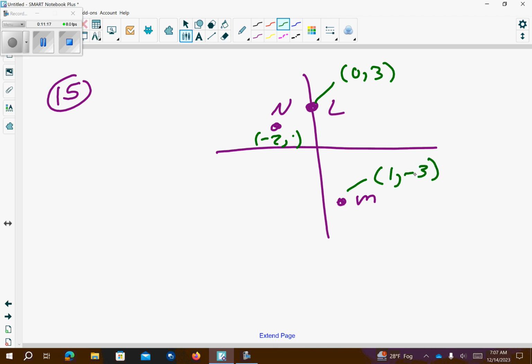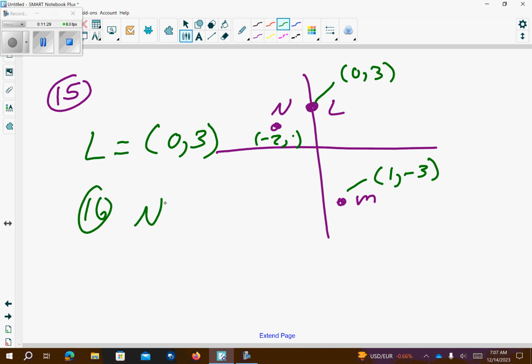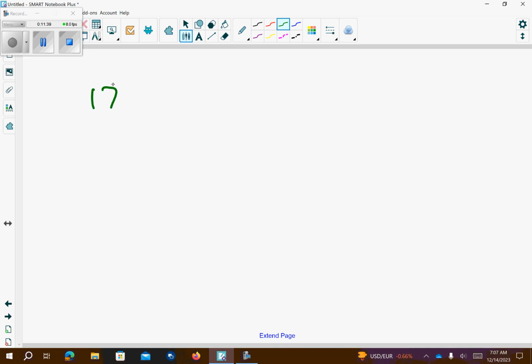All right, find the ordered pair for point L. So L is going to be 0, 3. Okay, so you can see that one. Number 16, what's an ordered pair for N? N is going to be the -2, 1. And then this is where we've been working with.